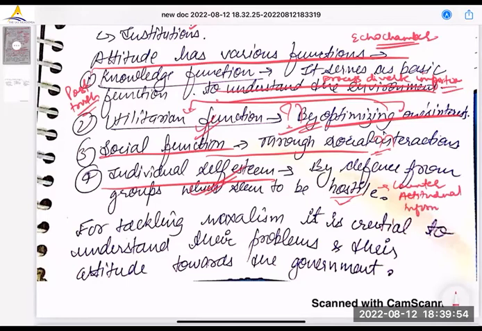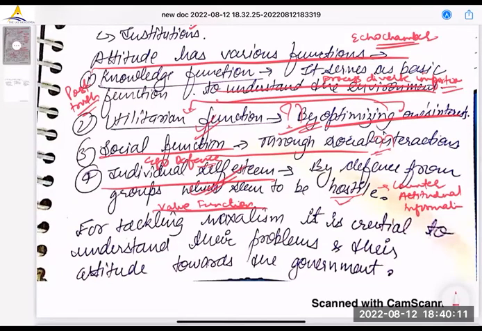This is also known as ego defense mechanism. और भी सारे हैं. There is value function. Your attitude is nothing but the application of your underlying values.